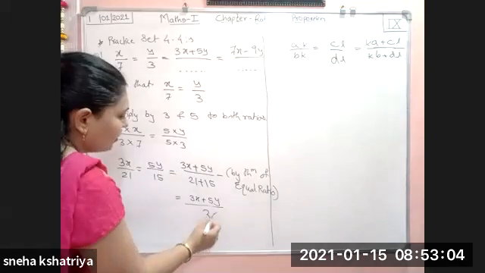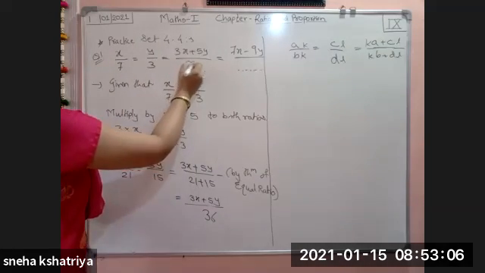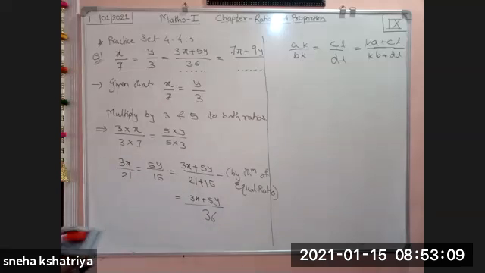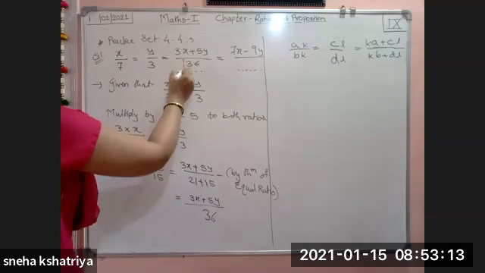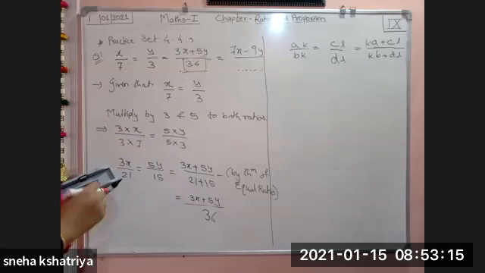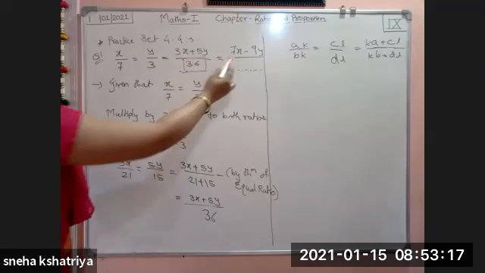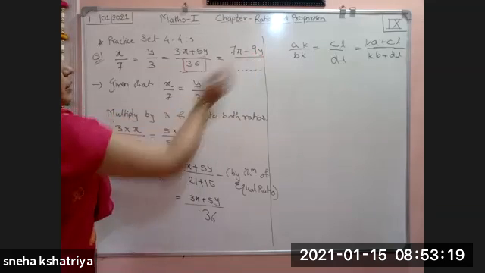So here your answer is 36. Same thing here also we are going to do. 7 is multiplied to x and 9 is multiplied to y.